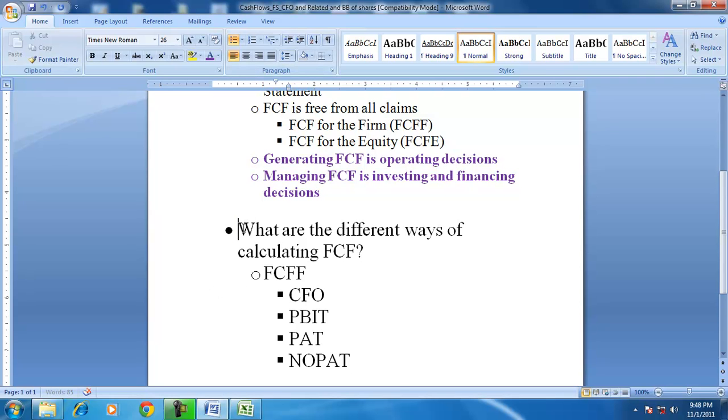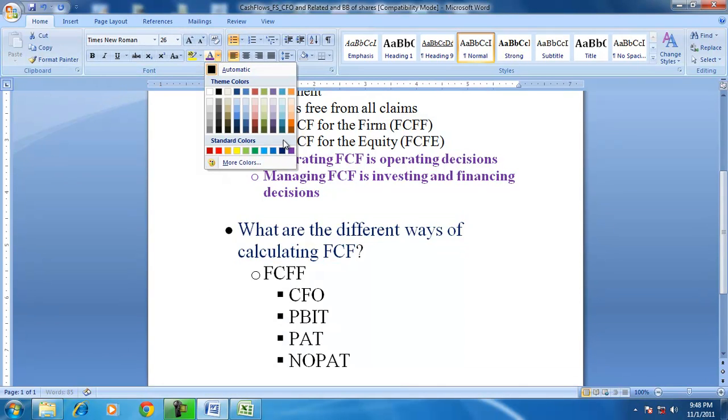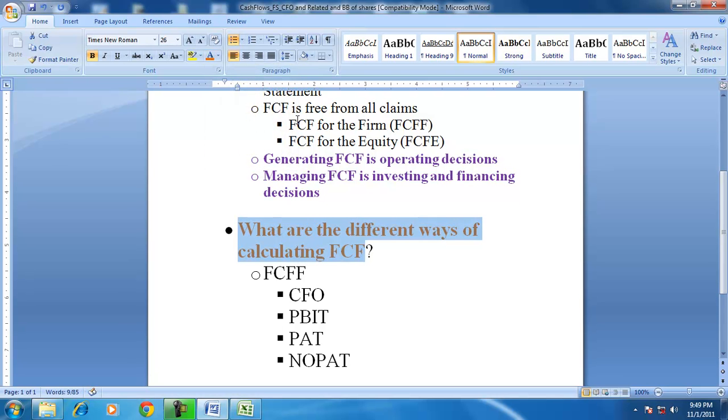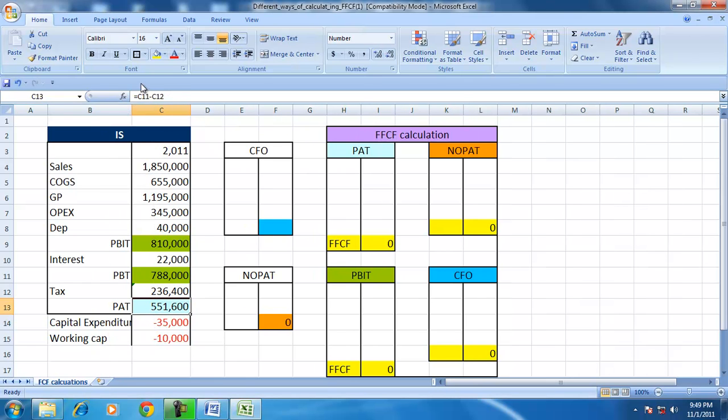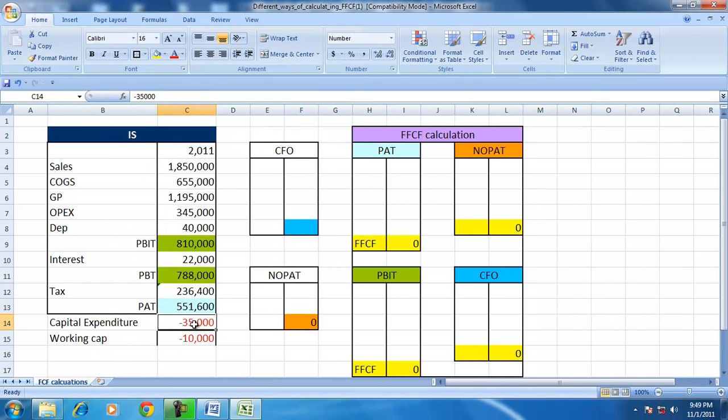So we will take an example to understand how it is calculated. Let us go to that. Suppose this income statement is given, which shows the profit after tax, and additional information is given regarding the capital expenditure during the period, 35,000, and the additional working capital required, an outflow of 10,000. These two pieces of information are required for finding the free cash flows. But let us first find the CFO.